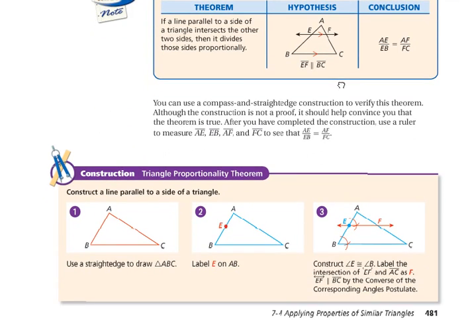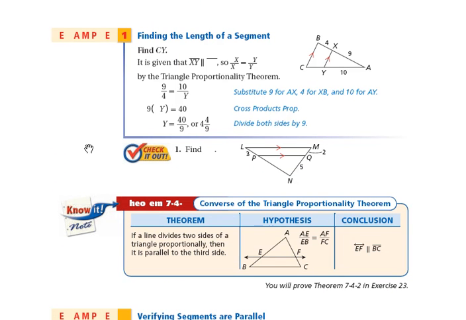And one of the things that we can look at here is a construction. If you look at the construction, we can use a straight edge to draw a triangle ABC. We can label E on this side AB, and then we want these two, BC and EF, to be parallel, so we can construct that so that these will have the same angles. That would give us a look at that theorem.